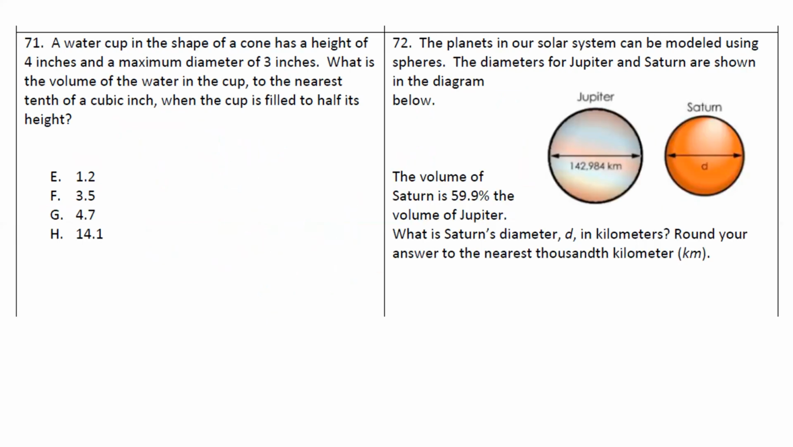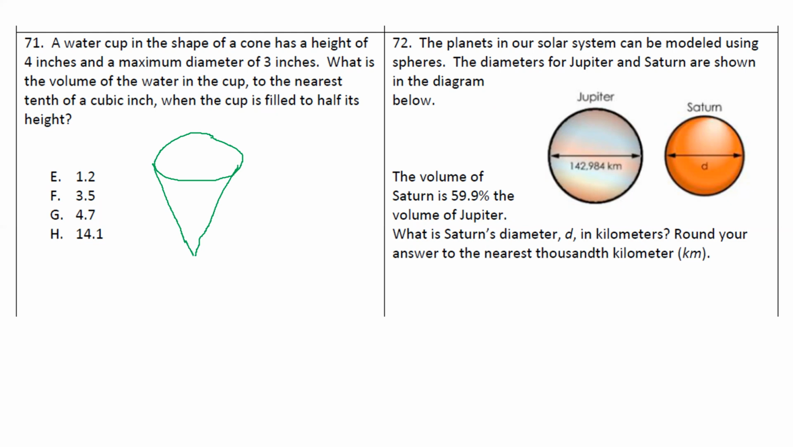All right, on 71, a cup of water in the shape of a cone has a height of 4 inches, a maximum diameter of 3 inches. What is the volume of the water in the cup to the nearest 1/10 of a cubic inch when the cup is filled to half its height? All right, so you have a cone cup, looks something like this.